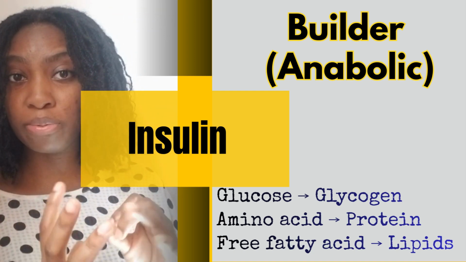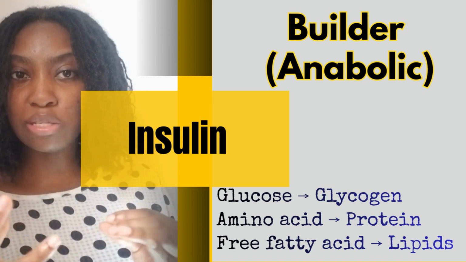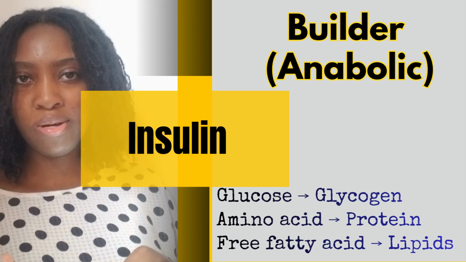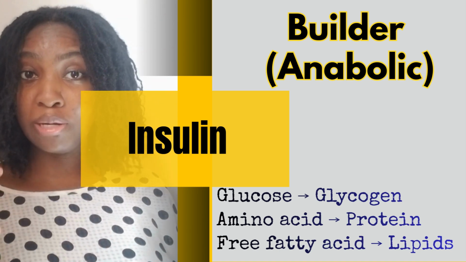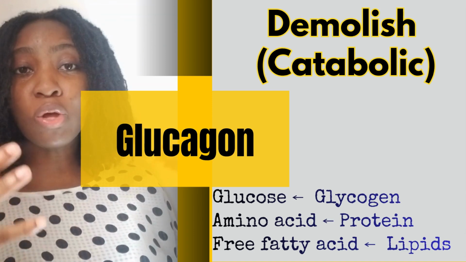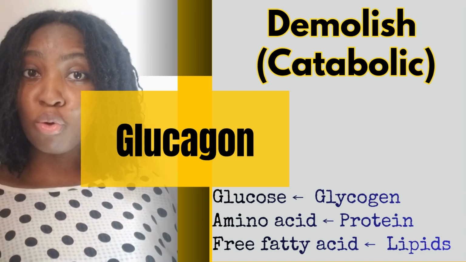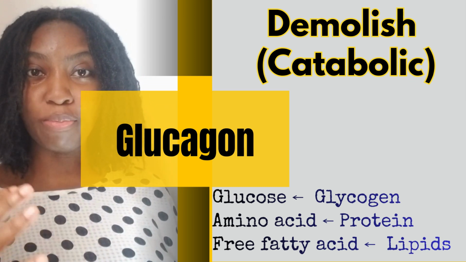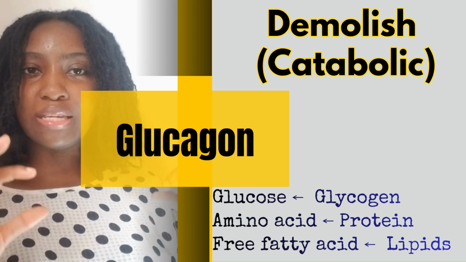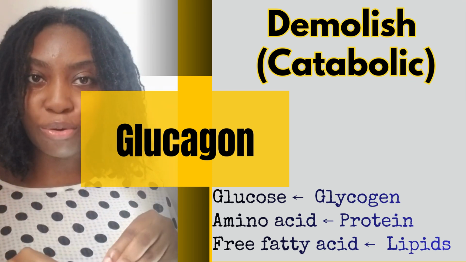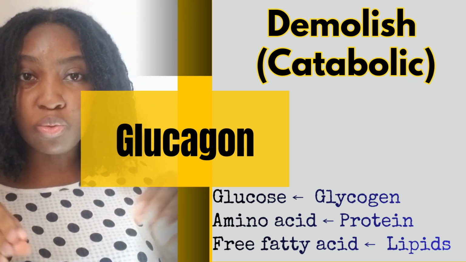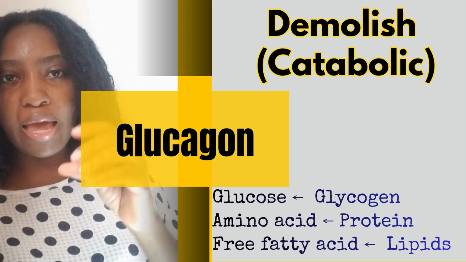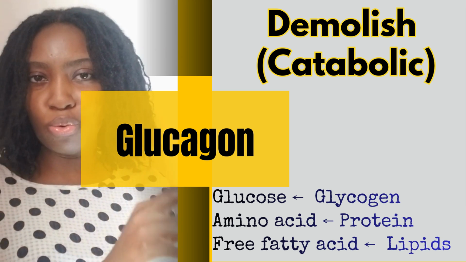Anything that builds up, that causes a synthesis of a complex form, we call that kind of hormone an anabolic hormone. You see, so that's what insulin does. Glucagon, on the other hand, is what I will call the bulldozer hormone, because it demolishes or breaks down the complex forms that were built because of insulin. So it breaks down glycogen back into glucose.